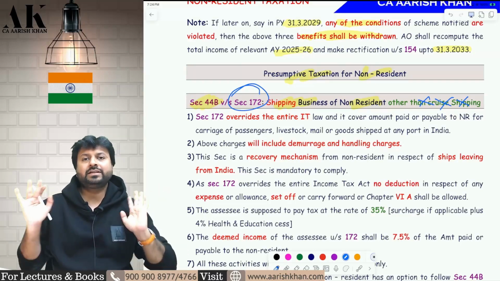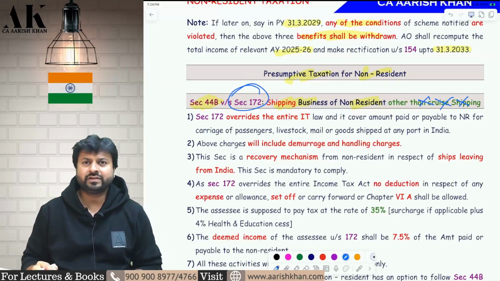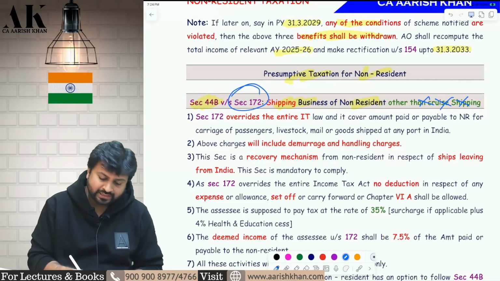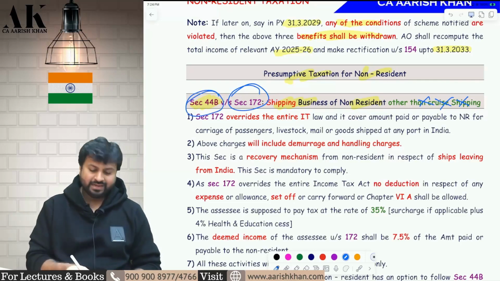That's it. This completes section 172. So don't you feel there is a lot of injustice with me? Yes, I agree there is a lot of injustice with you. So you have an option in the next year. In the assessment year, you can come and follow what?